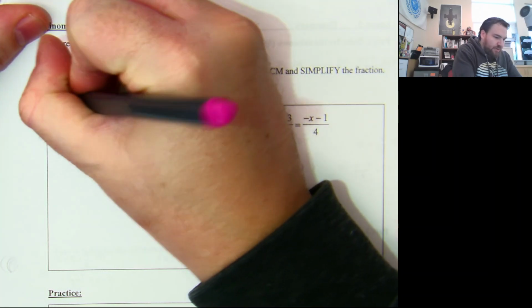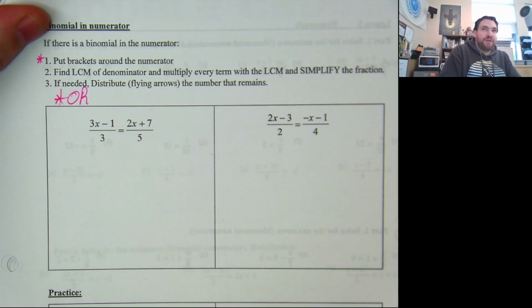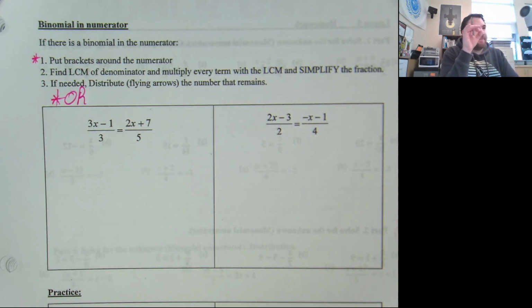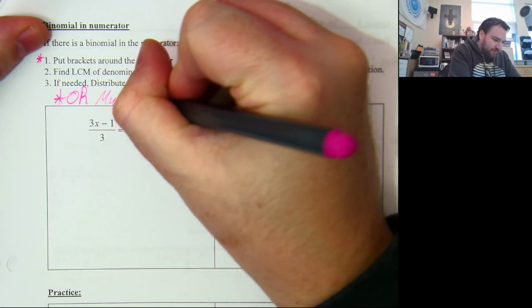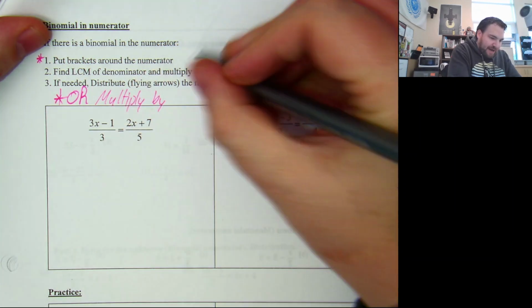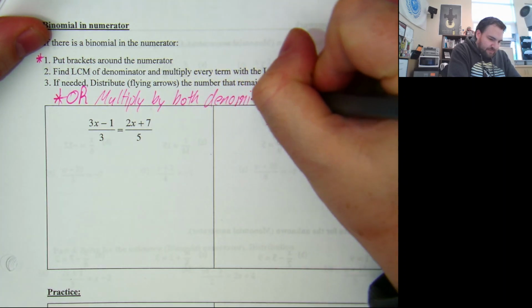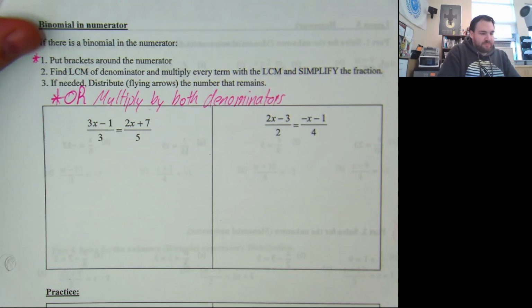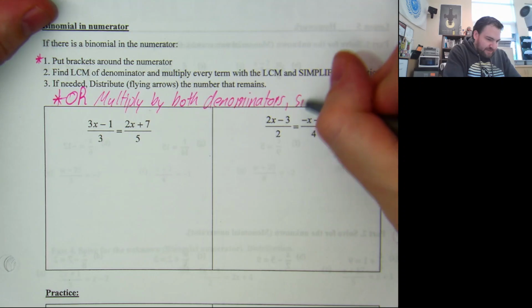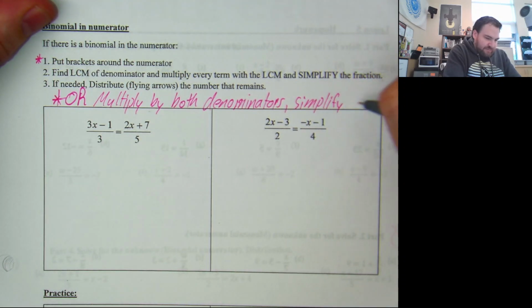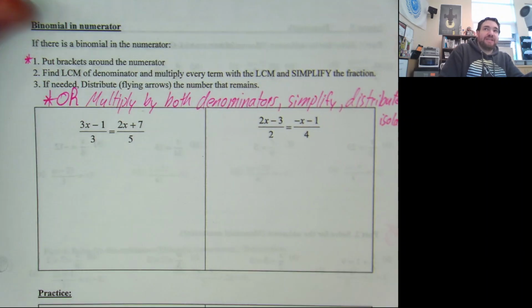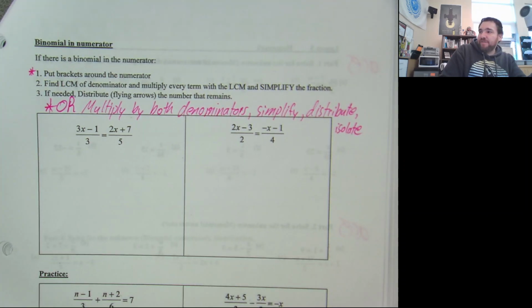Or put this note in here. Instead of multiplying by the LCM, it is always an option to multiply by both denominators. Simplify, distribute, and isolate. Those are the key words there that we're going to follow.